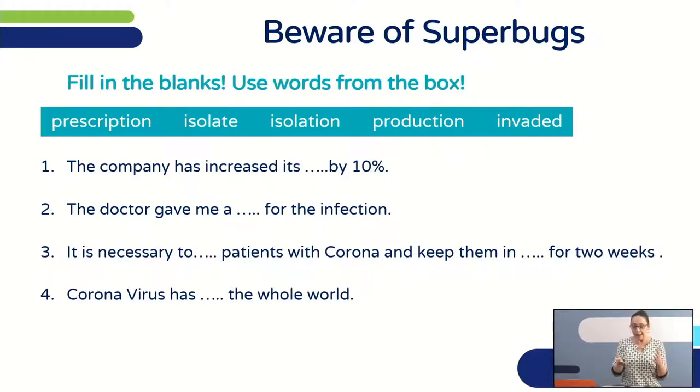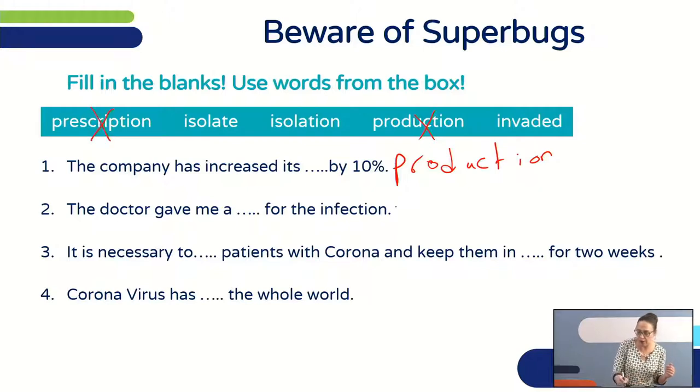Here we have the company. Companies in general usually increase their what? Their production. So production here is the word used. They increase their production. So the company has increased its production by 10%. So now we need something related to doctors, infection, and these things. So here we have the doctor gave me what? He gave me a prescription. Yes, he gave me a prescription so I can get the medicine.